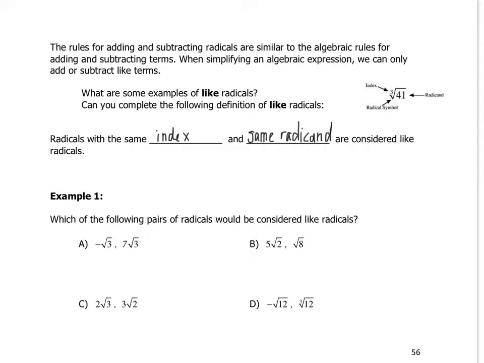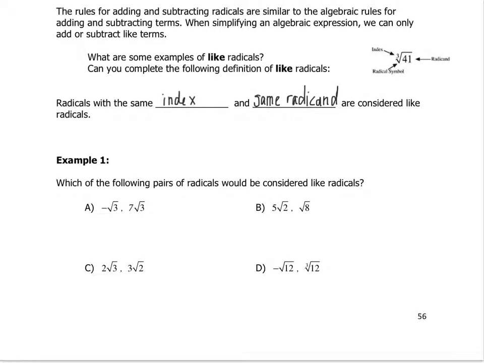So if we look at the examples below and identify which ones are like radicals, the first one has negative root 3 and 7 root 3. They both have the exact same radical part, root 3. So therefore they would be considered like radicals.